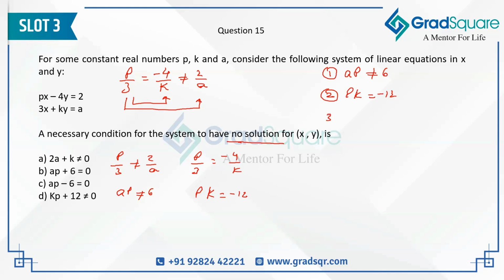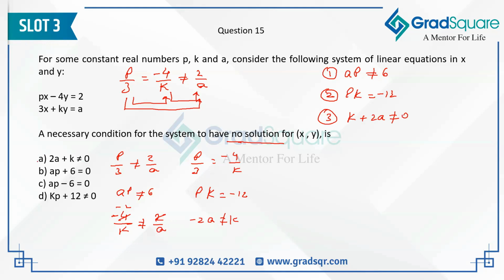So your second condition turns out to be pk equals minus 12. Correct? Now look at the third one. We are going to equate these two, and this will give me an inequality, and that will be a necessary condition. Minus 4 by k must not be equal to 2 by a, right? If you solve this, this will get cancelled out. You will get a minus 2. So minus 2a must not be equal to k, or we can simply write k plus 2a must not be equal to 0.